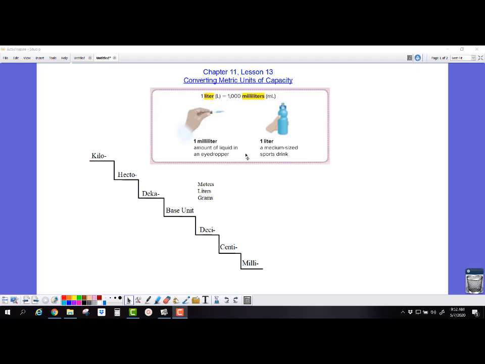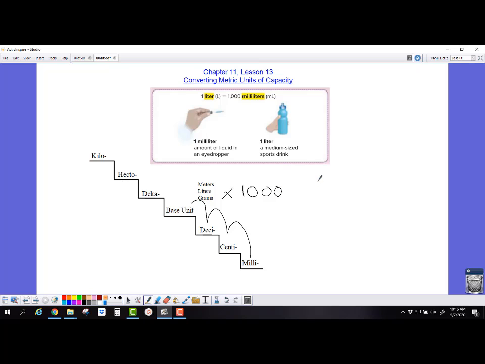So, with all of our metric conversions, we can use our little stair-step method, and if we're going from a bigger unit like liters to a smaller unit like milliliters, we're going to multiply by a power of 10. In this case, the power of 10 is 1,000 because we went down 1, 2, 3 steps. So that would be 1, 2, 3 zeros.